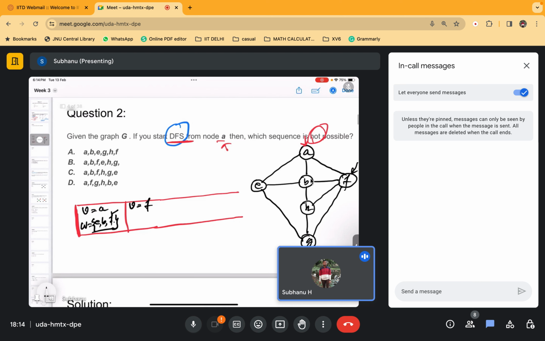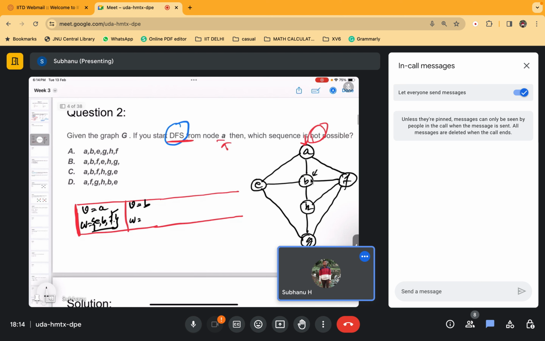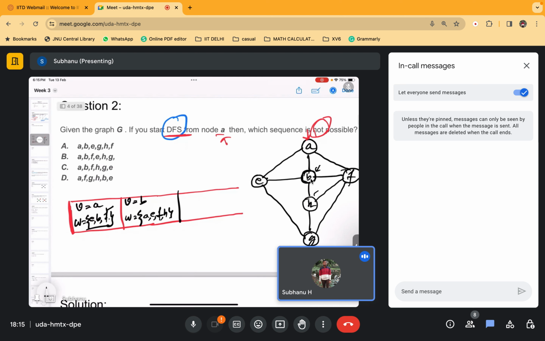So in the stack F will be coming, or maybe we can start from B, because most options are from B itself. Okay, so we can start from B. From here there will be A, E, F, H. From B in one hop distance you can go to A, E, F, and H. That's why I have pushed them into the stack.